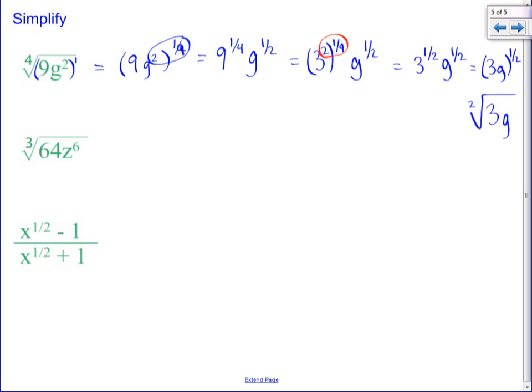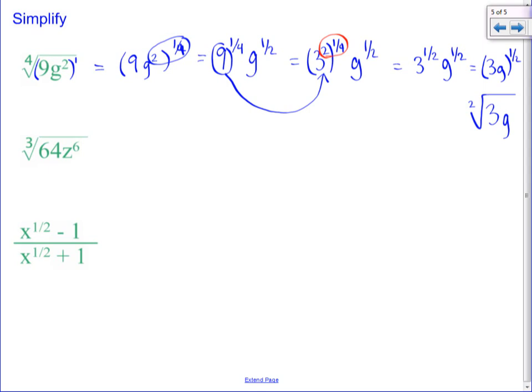How did I get what? Where? Right here? Oh, from 9. 9, the base number for 9 is 3 squared. Good question. Okay, we're going to do something similar with this next guy.